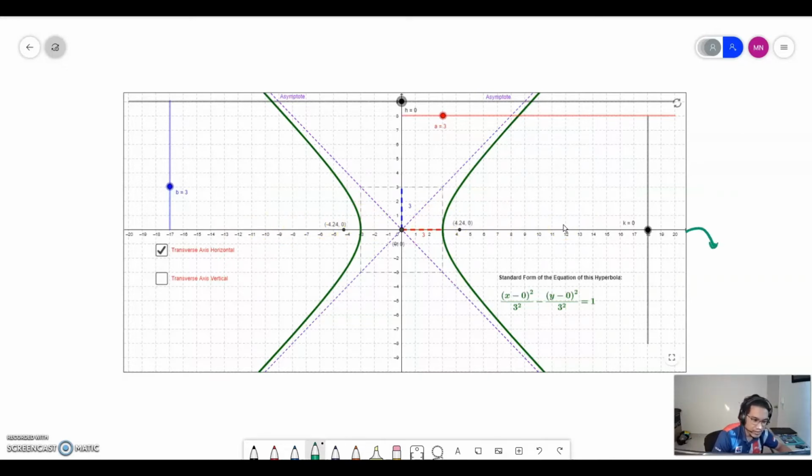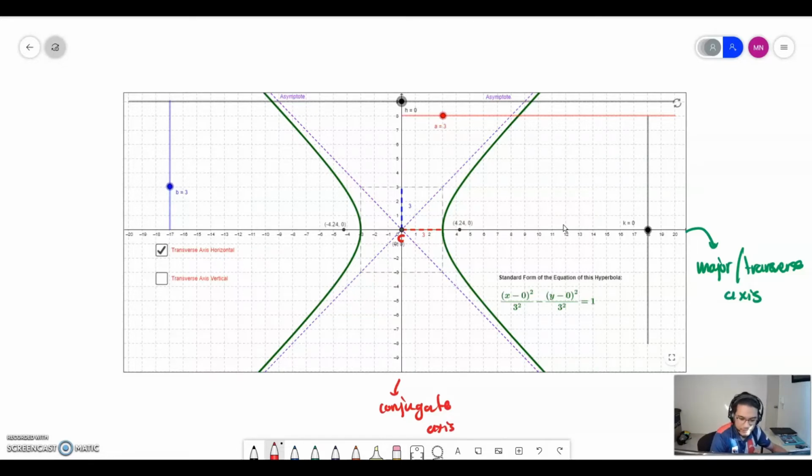So this line will be called the major axis, also known as the transverse axis. This hyperbola has its center at the origin, C right over here, (0, 0), and the vertical line that is placed in between the two branches of the hyperbola is called the conjugate axis. So that is about the axes that we have in a hyperbola.